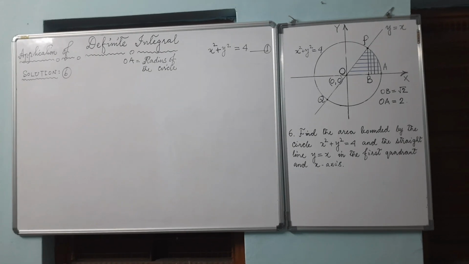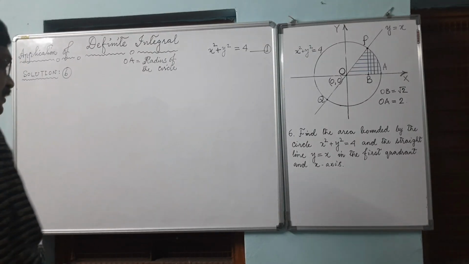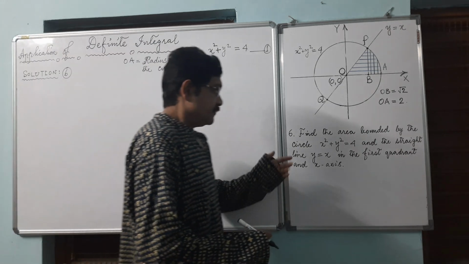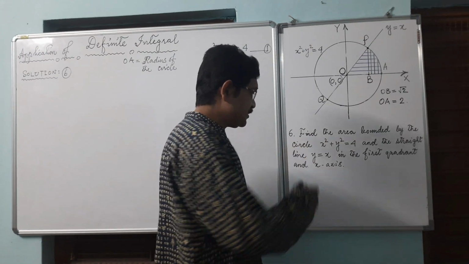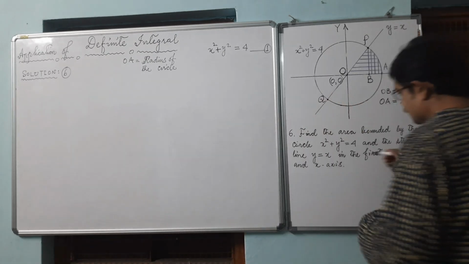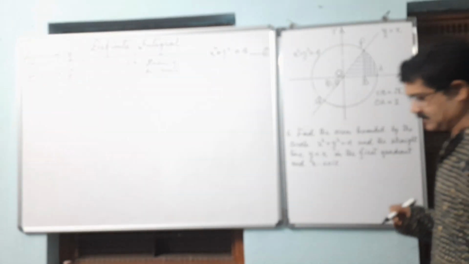We are in the last part of application of definite integral, where we observe problem 6. Find the area bounded by the circle x square plus y square equals to 4 and the straight line y equals to x in the first quadrant and x axis.